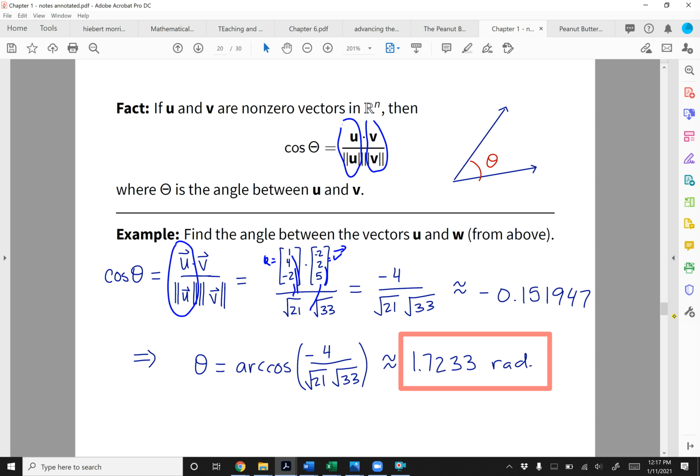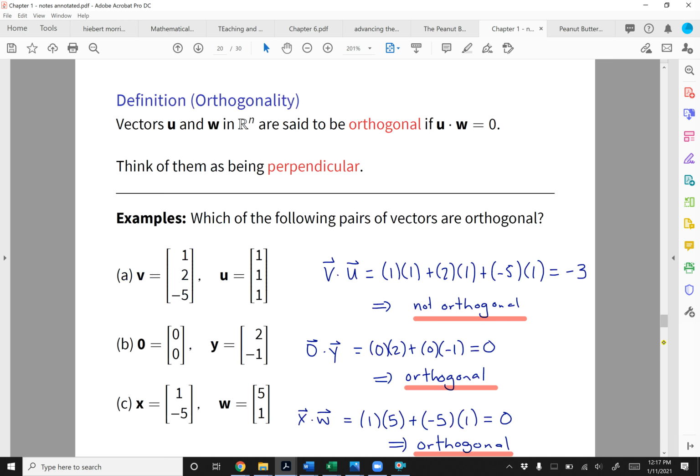So if we do the dot product first, we get a -2, then we get 8, and then we get a -10. So we get our -4, which we had actually already calculated before. And then we divide by the lengths of each of those, and that's the cosine of the angle, so you have to take the arc cosine of that to get approximately 1.7233 radians, and you could convert that to degrees.